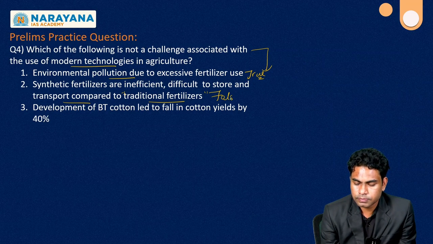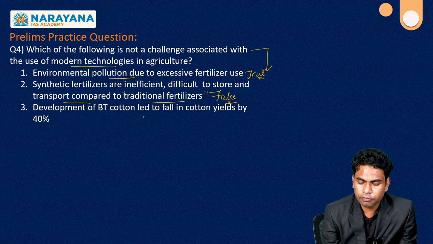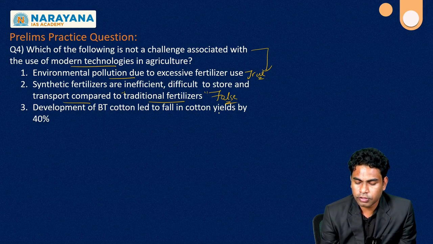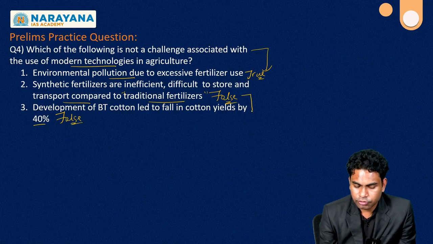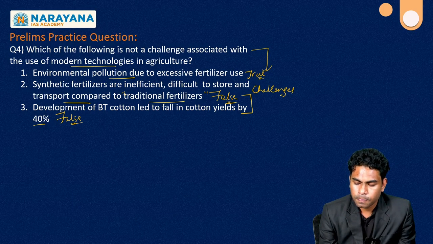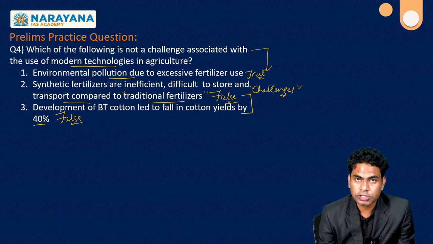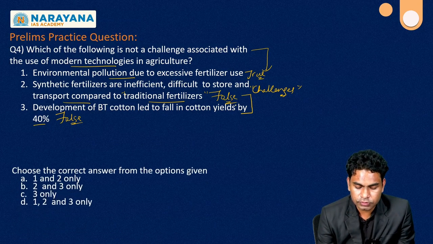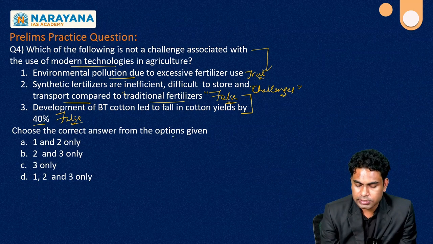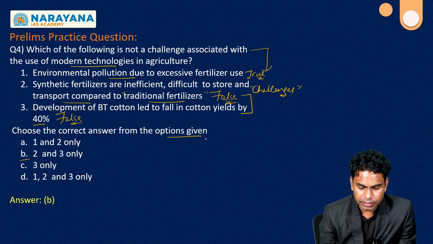This is false. Next, development of BT cotton led to fall in cotton yields by 40%. This too is false. So, 2 and 3 are not challenges. Synthetic fertilizers transportation is not that difficult. And thus, the second one is false and the third one is false. So, choose the correct answer from the options given. The answer is 2 and 3, B.